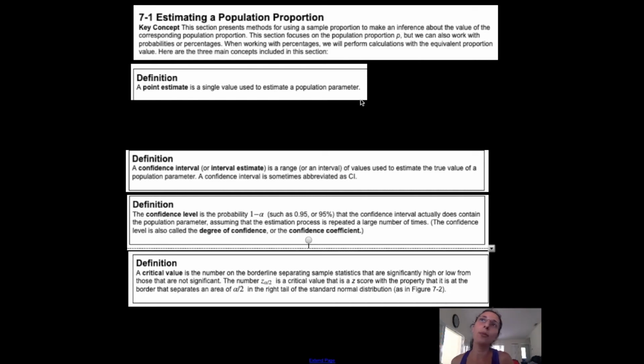Now I'm going to talk about proportion because we're starting the chapter, but in all of Chapter 7, we're talking about confidence intervals in general. You can have it for a mean, you can have it for a standard deviation, and the concept is the same for all of them. What are you doing? This section presents methods for using a sample proportion to make an inference about the value of the corresponding population proportion. I am using sample statistics to give an approximation, or a guess, of what would represent the population corresponding to that situation. So what does that mean?